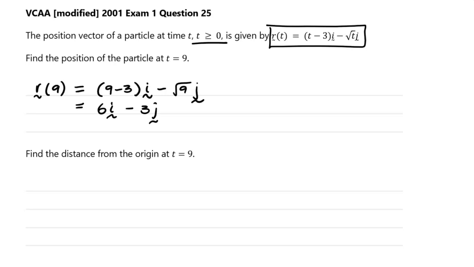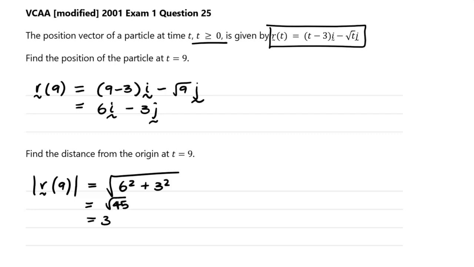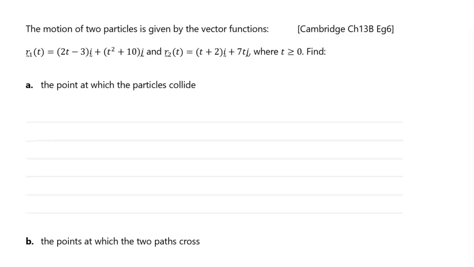Now, if we're asked to find the distance from the origin at t equals 9, that means we're finding the magnitude of the position vector when t equals 9 specifically. So that's just going to be squaring the i component and squaring the j component, which is technically negative 3 squared. That's going to give us root 45, which will be 3 root 5 units, because it's a length. Okay, that one was really quick. I thought we had more to it. So that was a single particle.